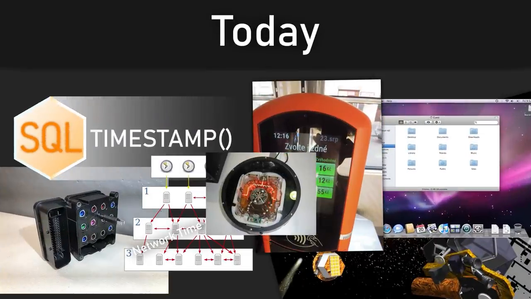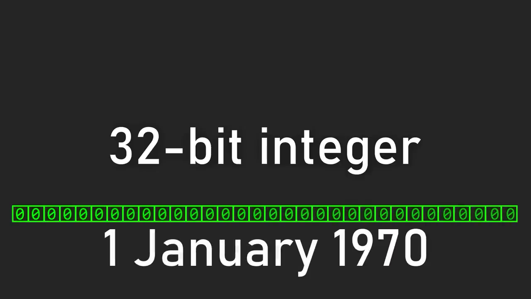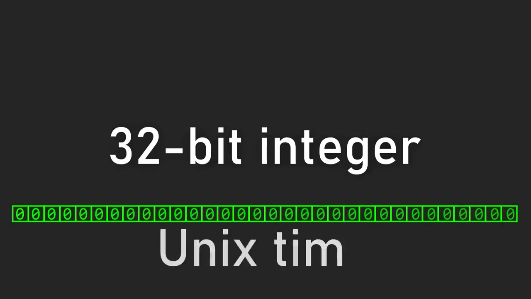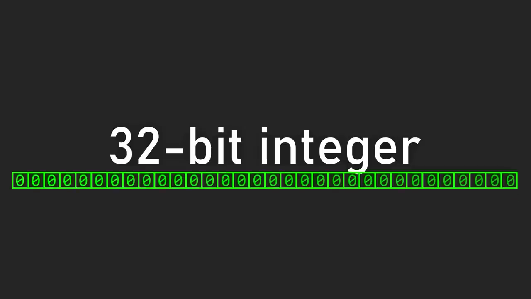So, today, quite a few computer systems keep track of the time by using a signed 32-bit integer that represents the number of seconds that have passed since January 1st, 1970, called the 32-bit Unix time format. What does that mean? Well, you remember how I explained integers before, right? Yeah, so the number of bits we use to store an integer is predetermined. This means that for every integer, there's a maximum value we can store.